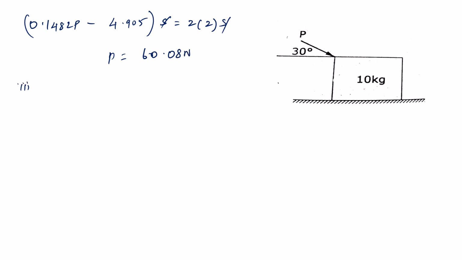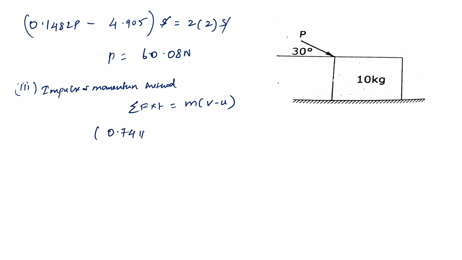The third method is the impulse and momentum method. Similarly, this is going to be indirect. Again, we are going to use another equation to solve this. Summation of F into t is equal to m into (v minus u). So I substitute that equation. In this case, it will be again (0.741p minus 24.525) into t is equal to 10 into (v minus u).